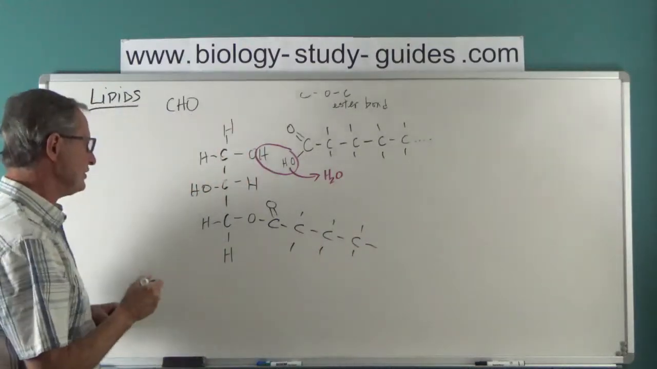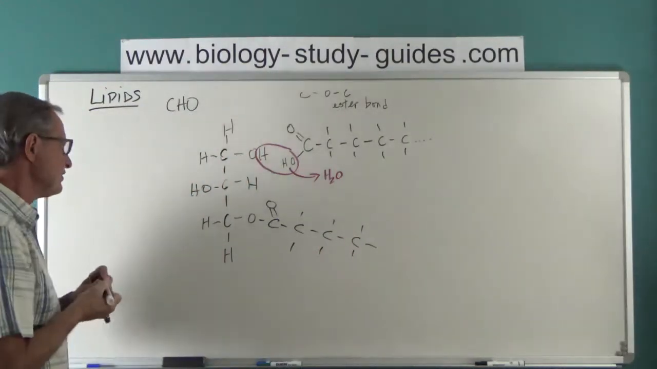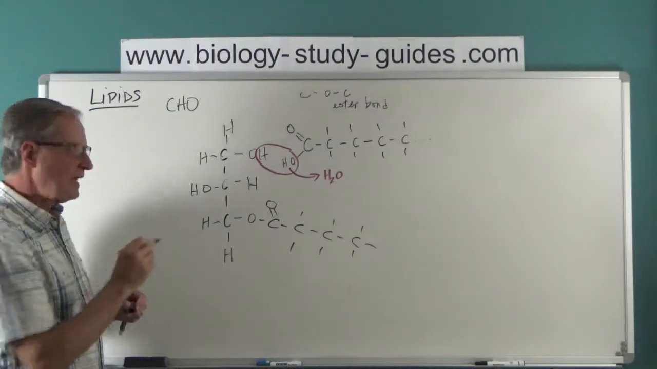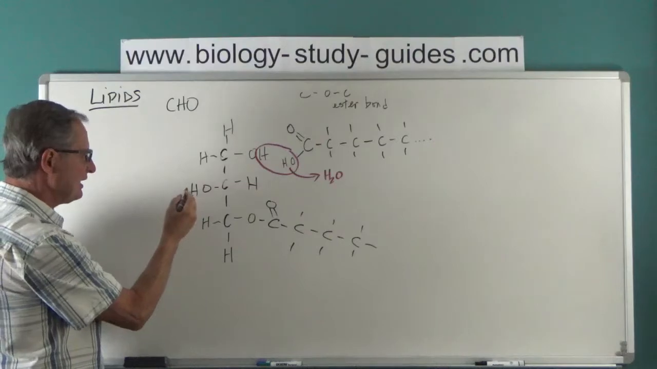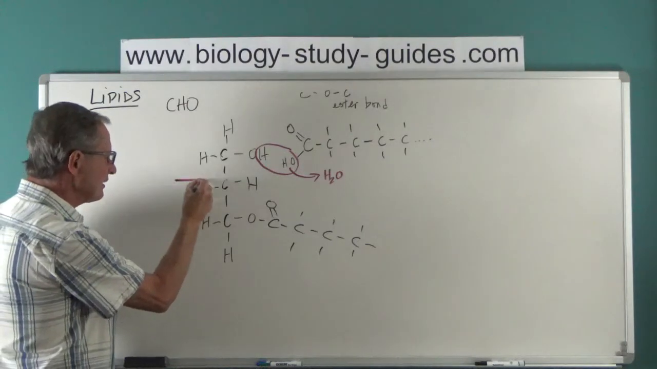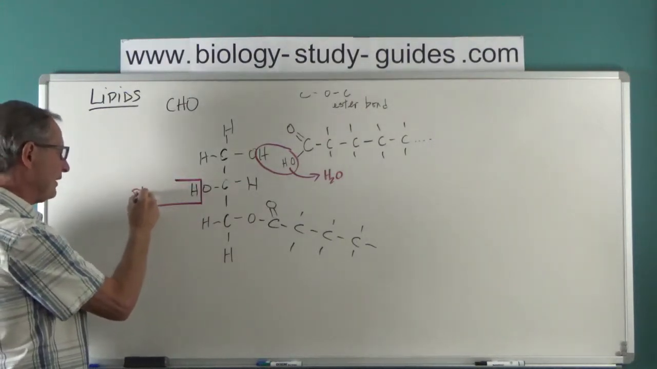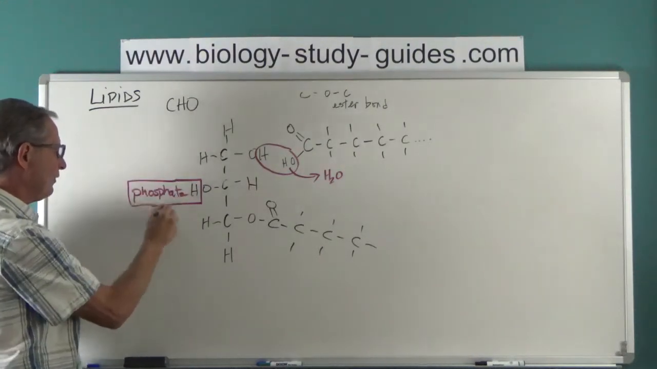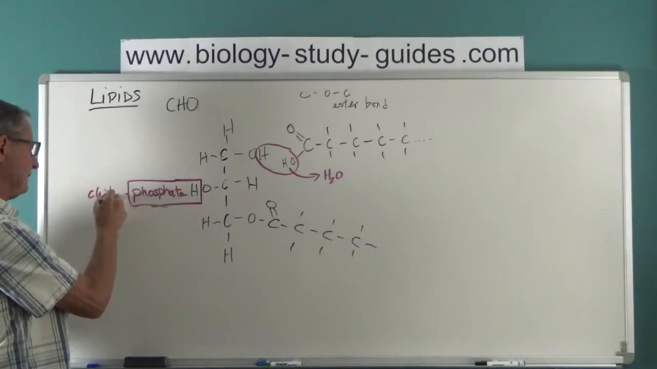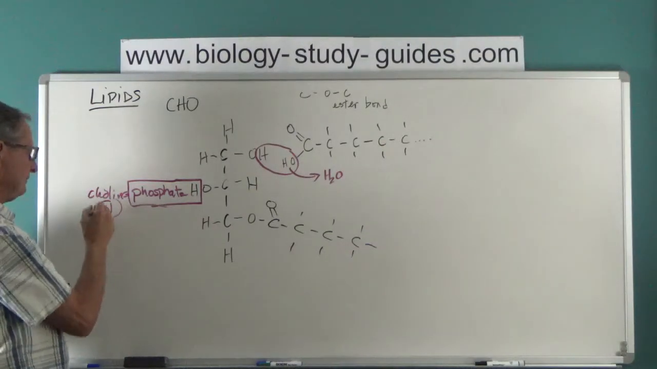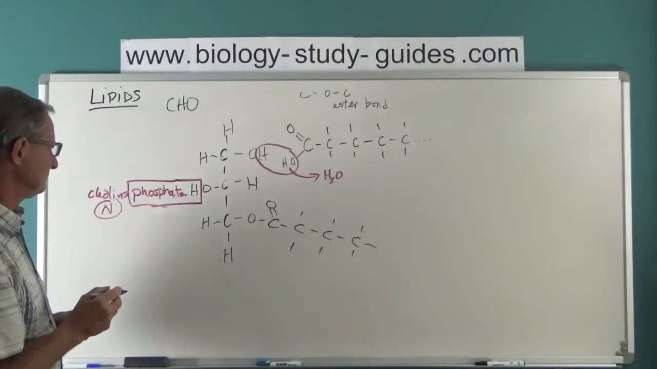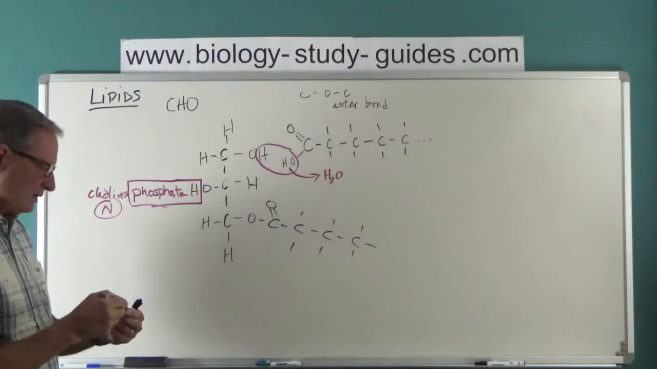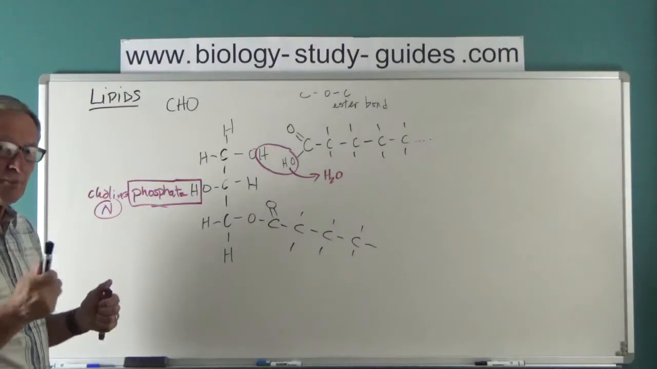I won't put the hydrogens in, but what happens in some of them is this: instead of bonding onto a fatty acid in here, we wind up with a phosphate group bonding onto here, phosphoric acid, and a choline group, which contains nitrogen. So what we have now is a very different molecule, very significant in cell membranes.